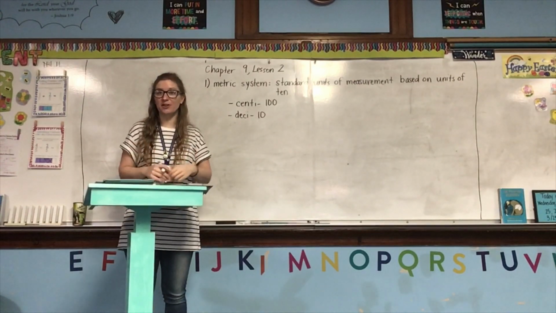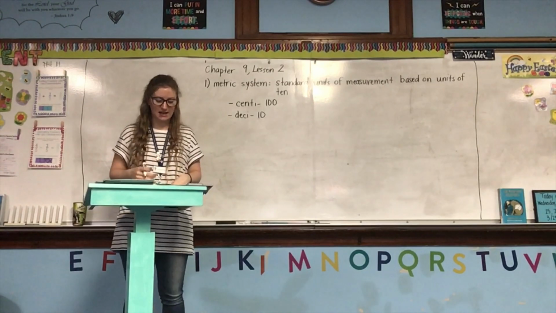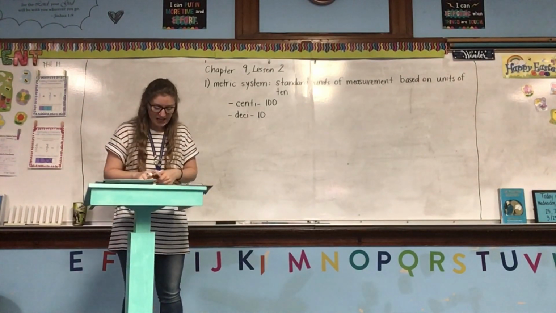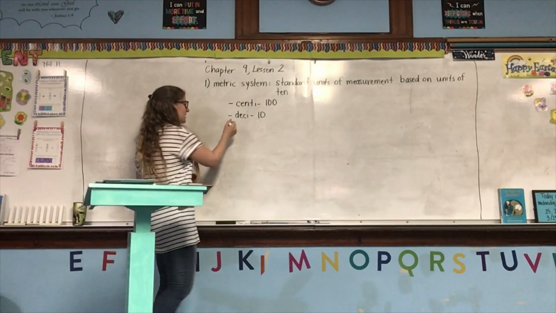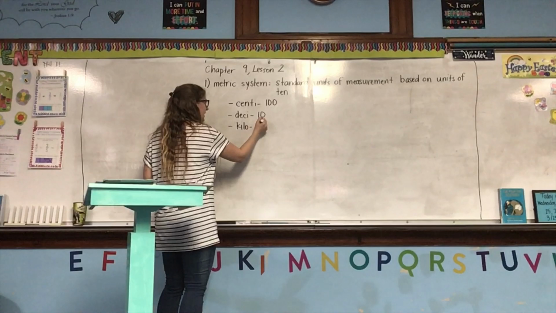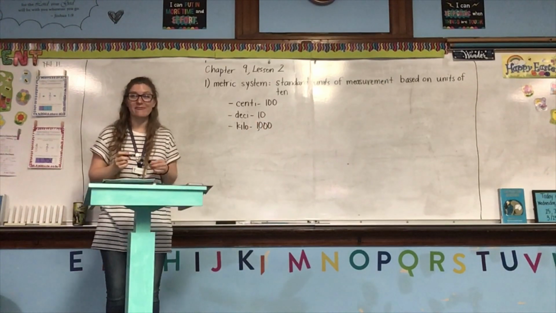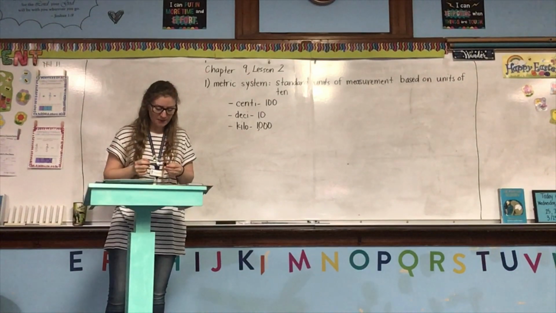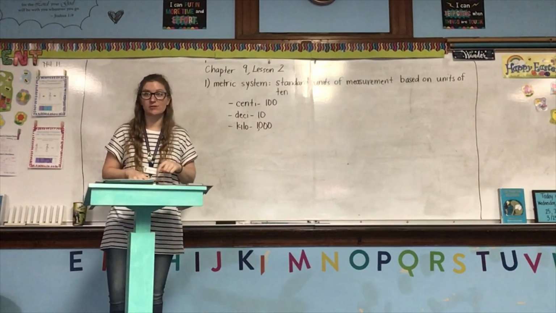A kilometer, it's different, depends on where you are, how you say it, but 1 kilometer is the same as 1,000 meters, because the prefix kilo is usually used to mean 1,000. So that means 1 kilometer is 1,000 of those meters.